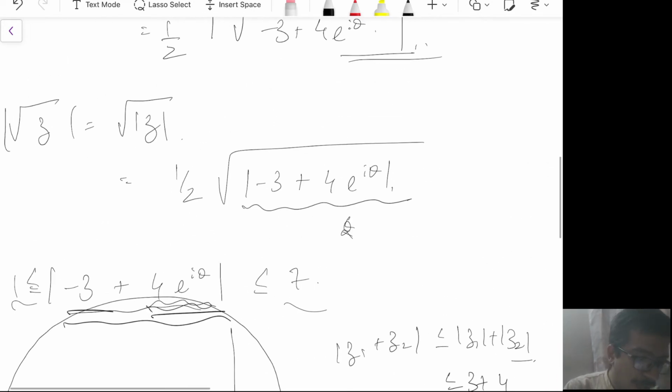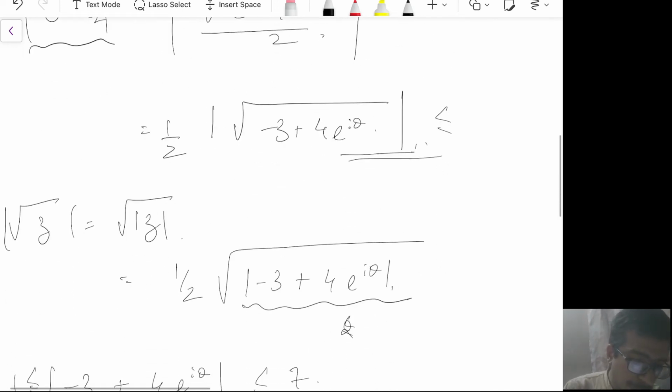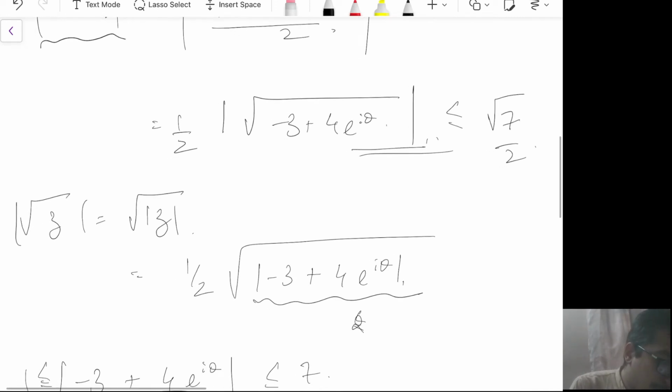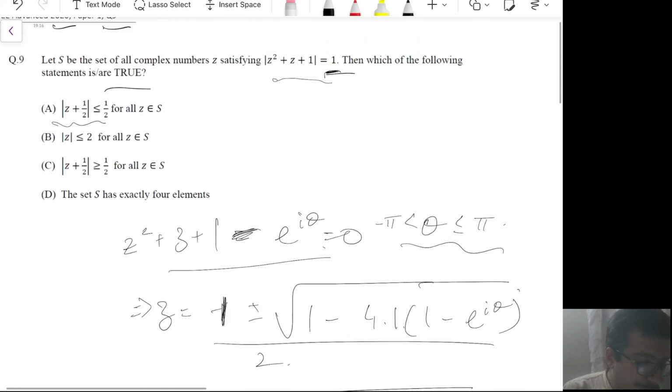So what we have now is that mod of z plus half lies between half and square root of 7 by 2. So it's definitely not less than equal to half, it's only greater than equal to half, right? And for all z in S, yes, this is true.